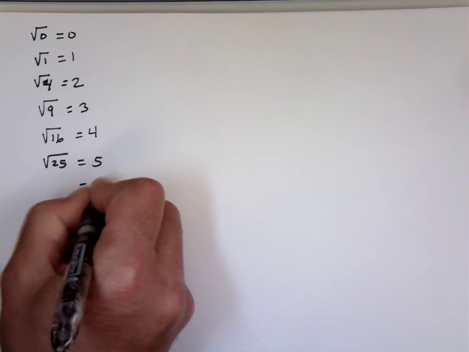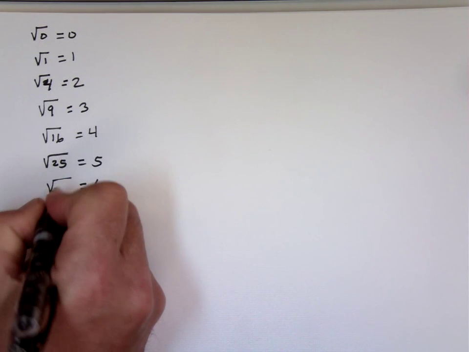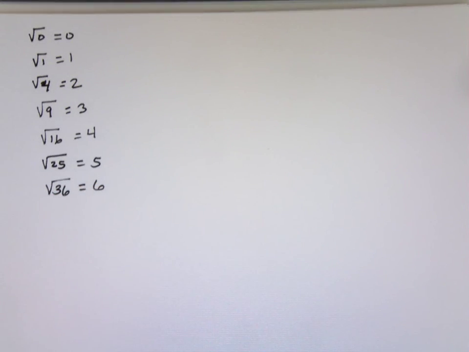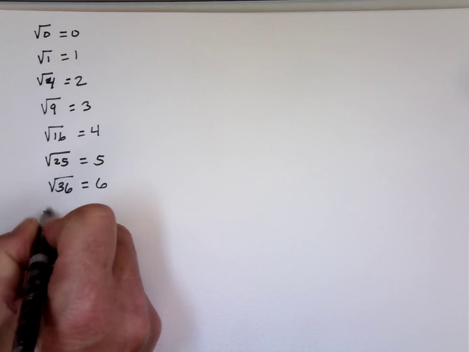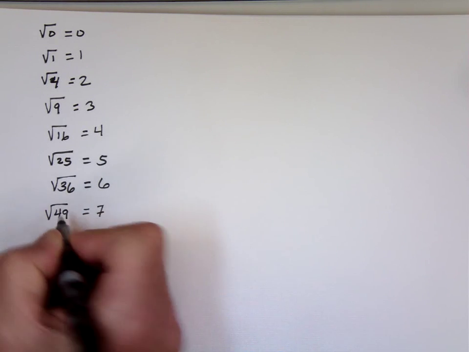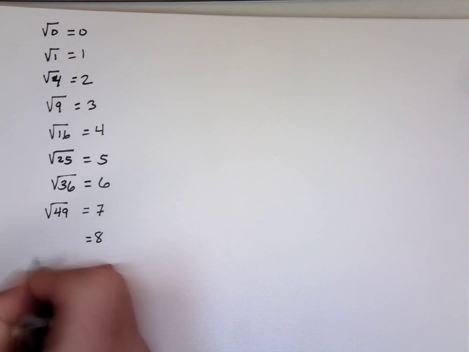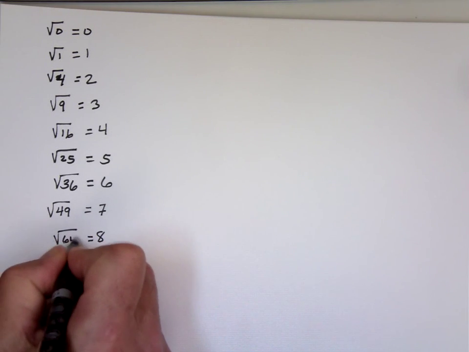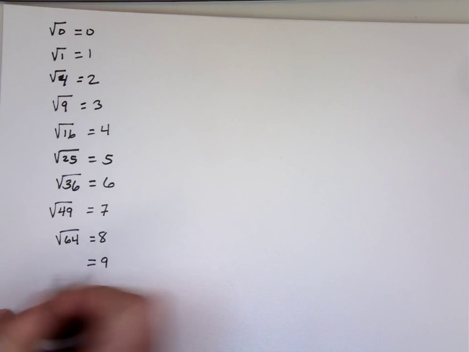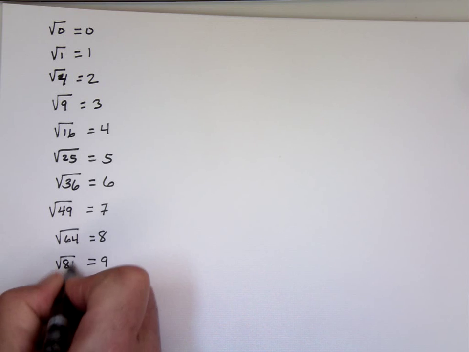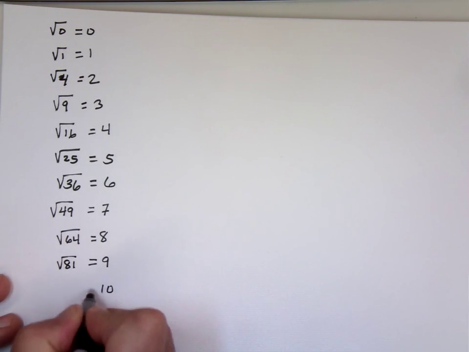Who has an answer of 6? What's 6 times 6? 36. Who has an answer of 7? What is 7 times 7? It's the square root of 49. 8 is actually 64, 8 times 8. So the square root of 64 is 8. The 9 is 9 times 9, 81. The square root of 81 is 9. The 10, what's 10 times 10? That's 100.